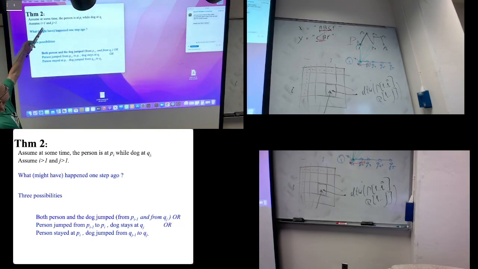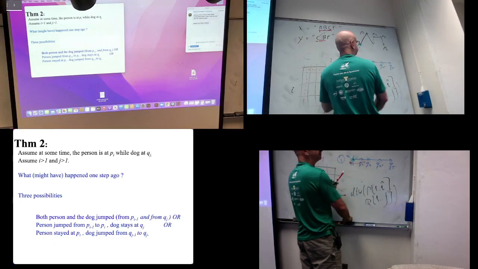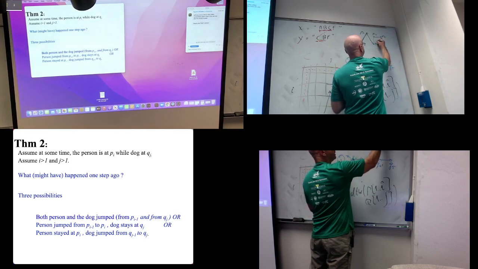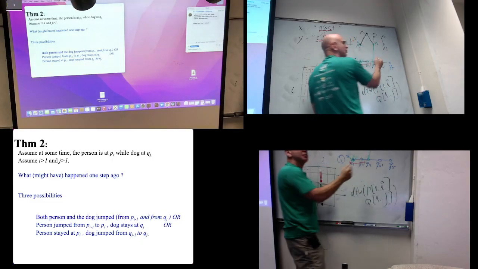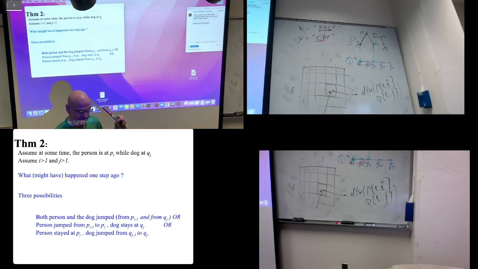So, assuming that at some point the person is at Pi and the dog is at Qj, say the person is at P3 and the dog is at Q3. Let's assume that there is such a moment. I'm not sure that in the optimal schedule there will be any such moment, that when the person is at Pi, the dog actually will be at Qj, but for the moment, let's assume that yes.